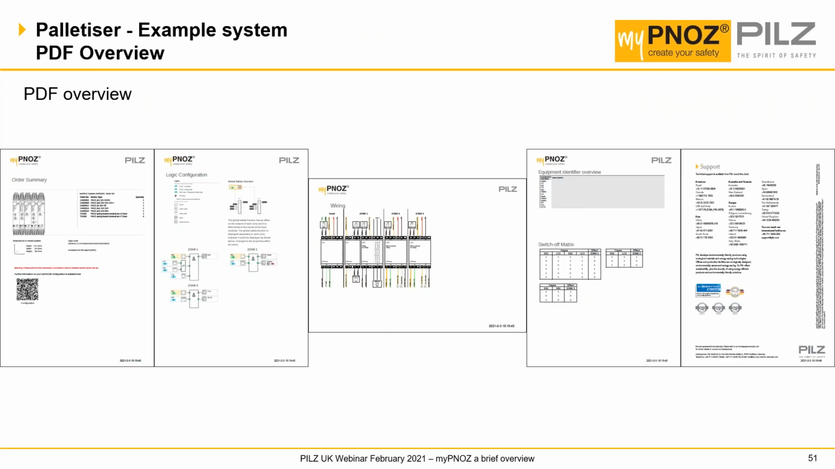So this is an example of the palletizer example, the PDF being generated. The first page shows the overview and the components and information. The second page shows a simple logic signals. The third page then shows the wiring. The fourth page shows the switch off matrix, and then there's the default back page.